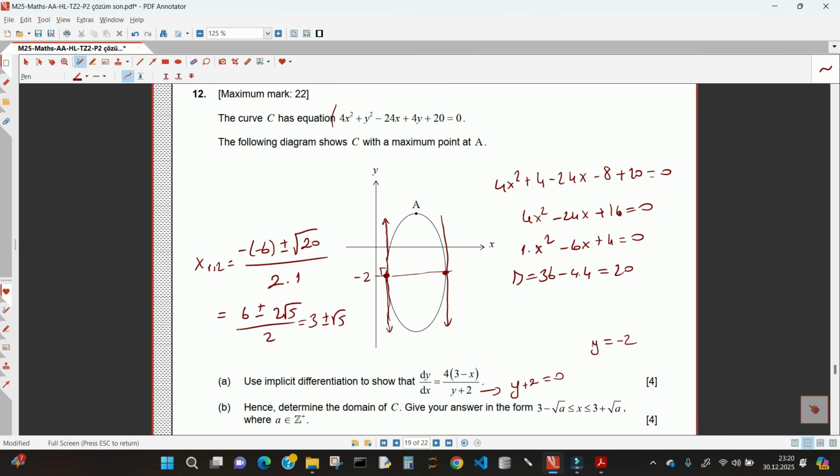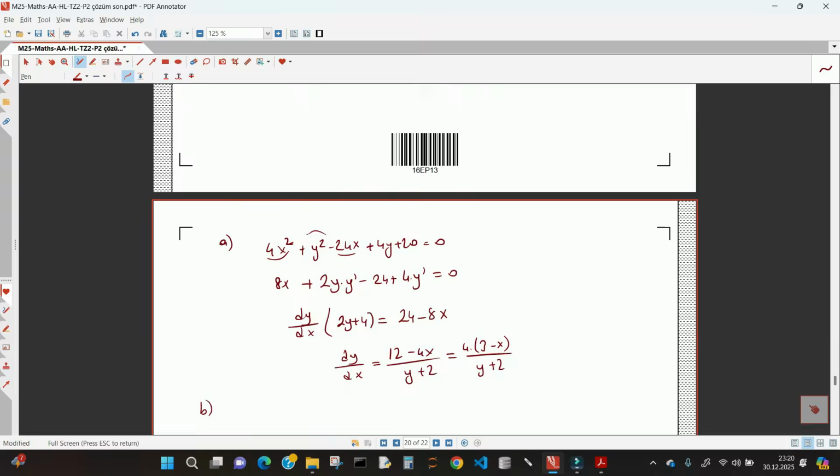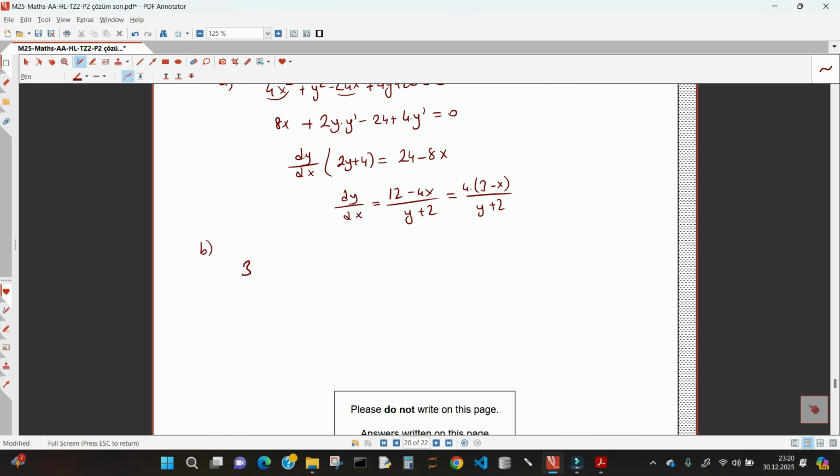So I found this. In this case, the answer to question B will be 3 minus the square root of 5 or 3 plus the square root of 5.